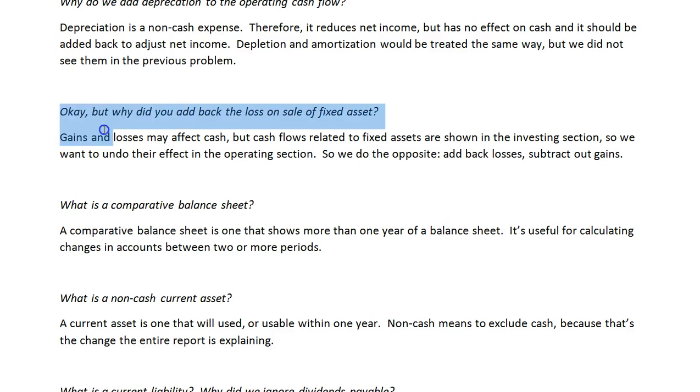Alright, why did we add back the loss on the sale of fixed assets? So gains and losses may affect cash, but the cash flows related to fixed assets are shown in the investing section, so we want to undo their effect. So whatever effect it had, a gain adds to net income, so we deduct it. A loss subtracts from net income, so we add it back. We undo the effect.